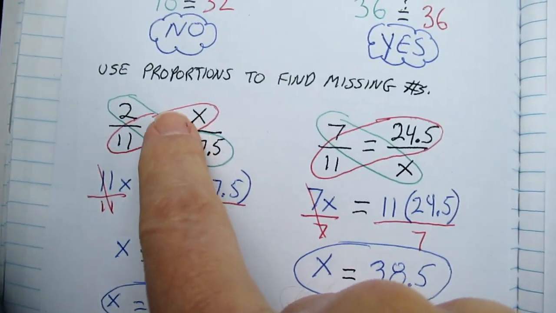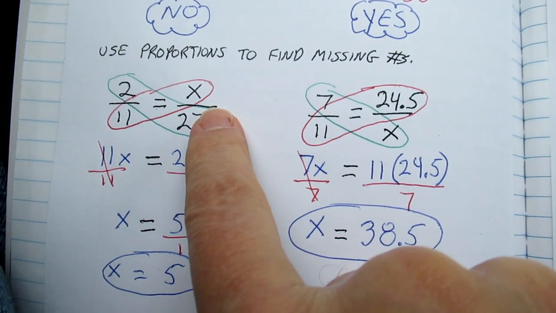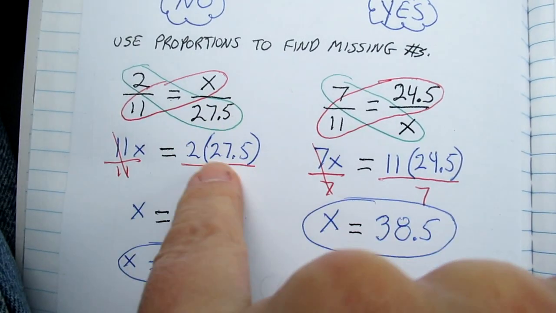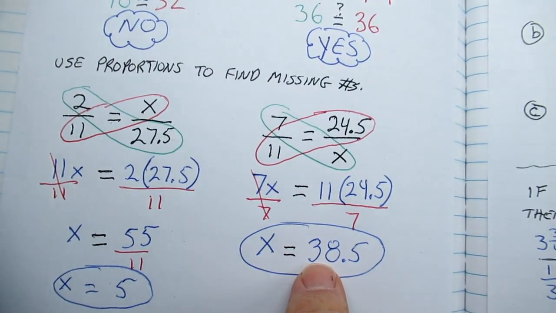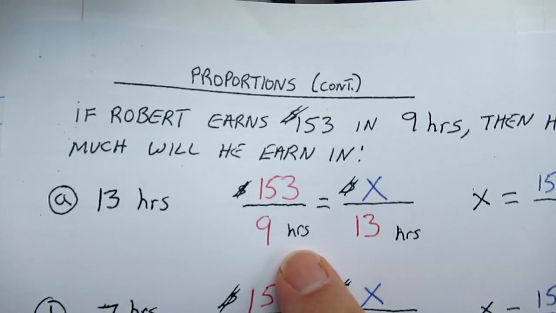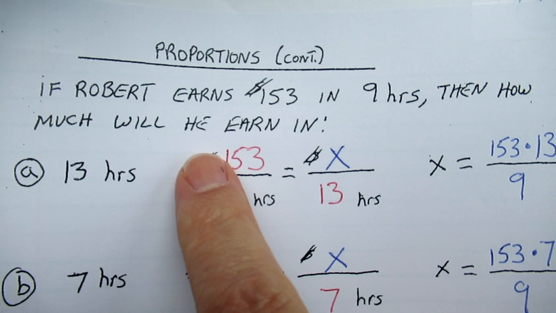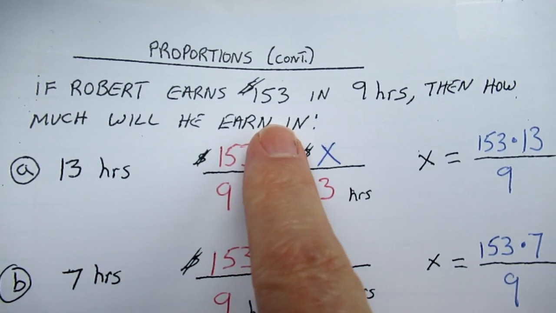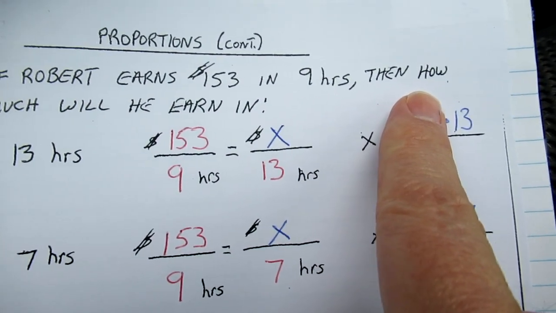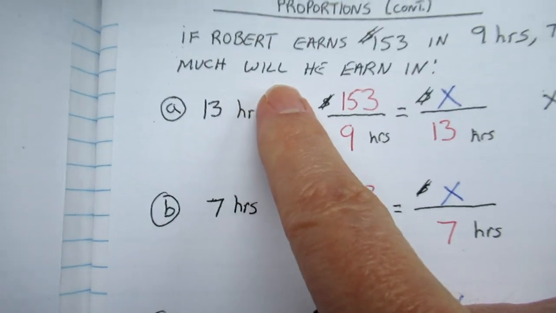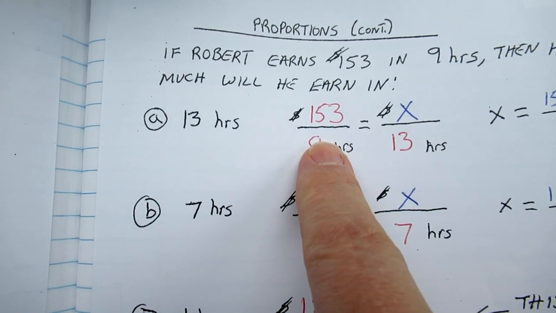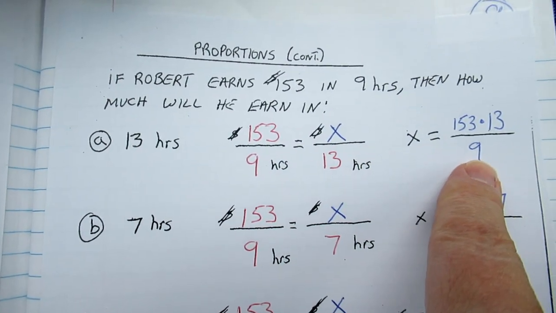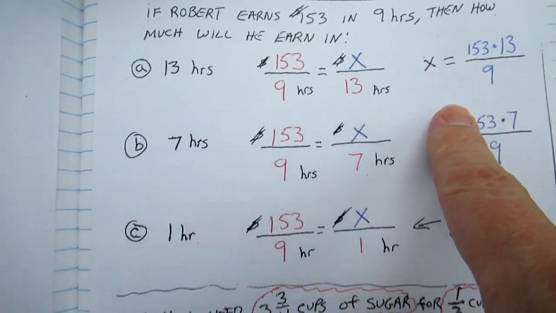And again, we can use proportions to find a missing number. So you want to figure out what this number is. You can use cross products and determine what the number is. Then sometimes we had word problems, such as this. If Robert earns $153 in 9 hours, then how much will he earn in 13 hours? We set it up like this. Whatever's diagonal of x goes at the bottom, and the other two go on top. And that's just setting it up.